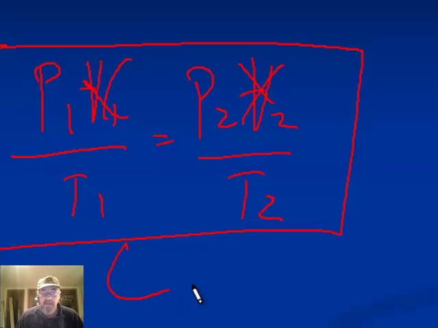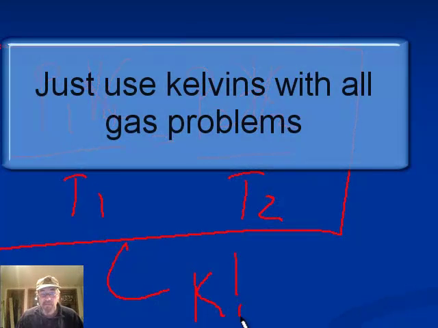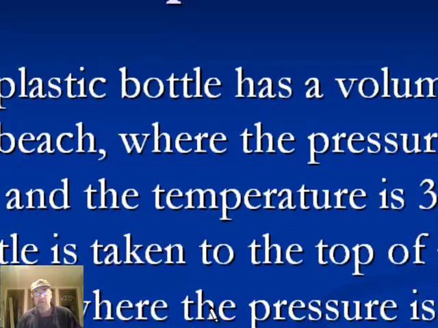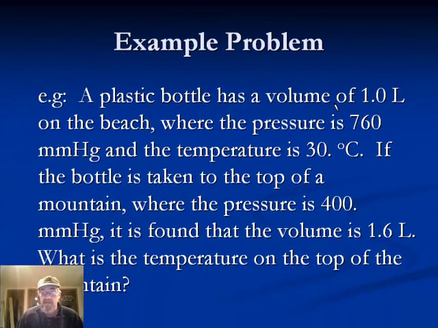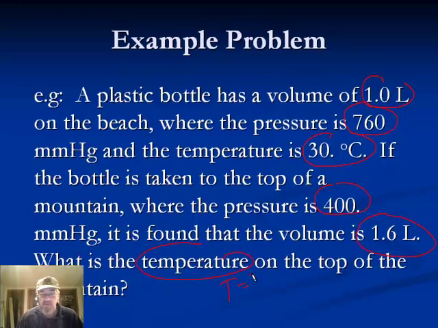Now, in using the combined gas law, it's very important, again, to remember Kelvin temperatures. It doesn't work unless your temperatures are in Kelvin. Here's an example problem. It's a plastic bottle. There's a volume of a liter on the beach. Pressure is given, 760 torr. The temperature is 30 degrees Celsius. The bottle is taken to the top of a mountain. The pressure drops. The volume changes. And the question is, what's the temperature? That's what we're trying to find.